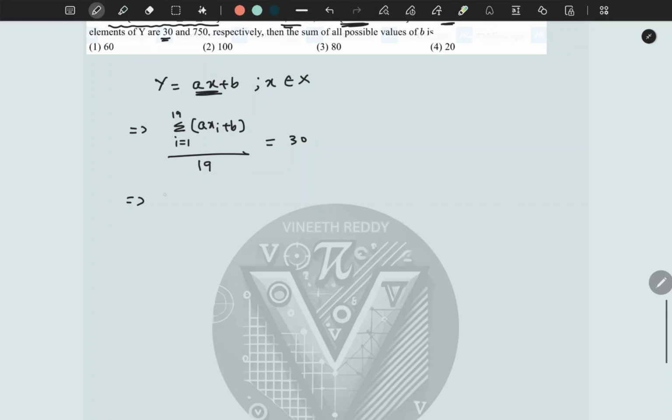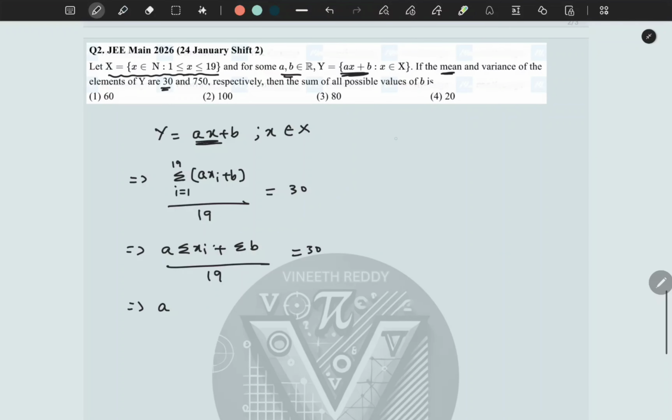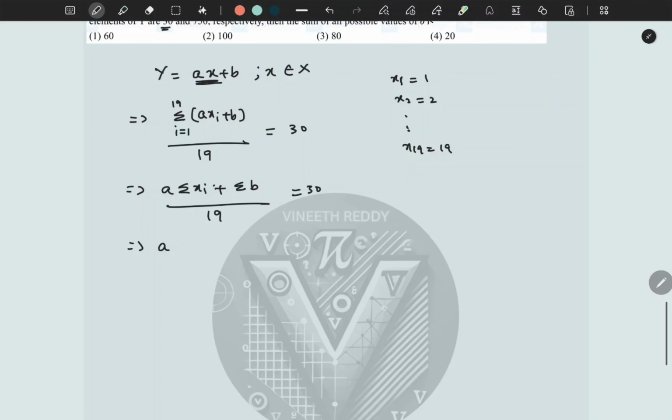Now if I split the summation, what will I get? I'll get a times sigma xi plus sigma b, divided by 19, correct? Now x1 is 1, x2 is 2, and so on, x19 is 19. So what will sigma xi be? The sum of n natural numbers is n into n plus 1 divided by 2, right? And we already have a 19 in the denominator. And sigma b, how many times will this b come? 19 times, so we get 19b divided by 19, and that is equal to 30.